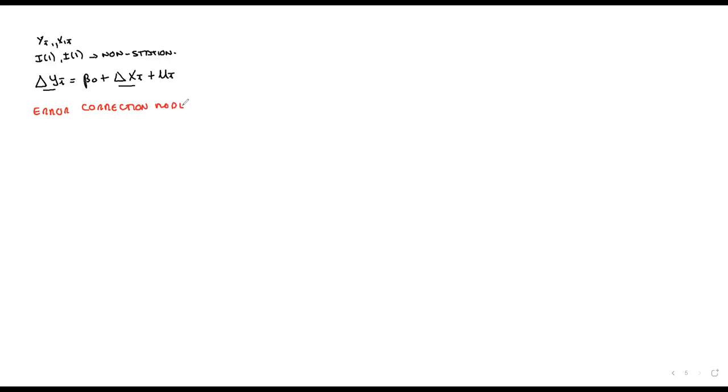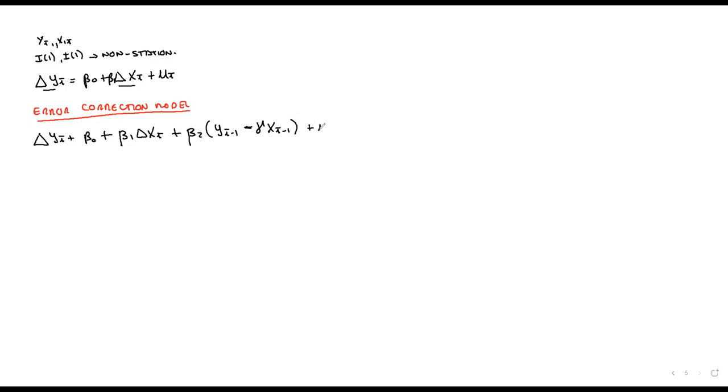So what is the error correction model? Extremely intuitive. So I have my original data. Oh, I forgot here my beta one, of course, my coefficient. Beta one times the change of xt, up to here, short term. And what I will do, guys, is add a new variable, beta two, and I will add this component here.